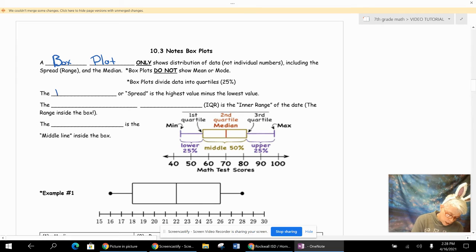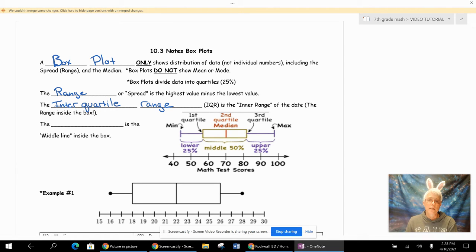Okay, the range or spread is the highest value minus the lowest value. We've already been talking about that. Now, here's a new word, and this word you'll only see when we're talking about box plots. It's called the interquartile range. Okay, it's the inner range of data.